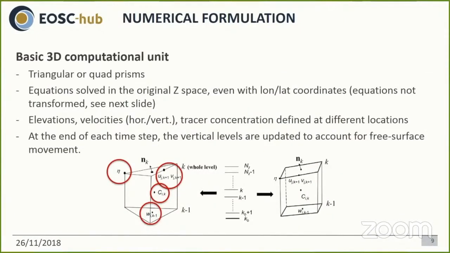Now we can focus on the basic 3D computational unit of a domain. For both types of vertical system, the basic unit is a triangular or quadrangular vertical prism. All variables are spread at different locations on this unit. The surface elevations are defined at the nodes, the horizontal velocities are defined at the side centers, and the vertical ones are defined at the element centers. The tracer concentration is defined at the prism center. At the end of each computational time step, the free surface movement is taken into account by updating the vertical levels.